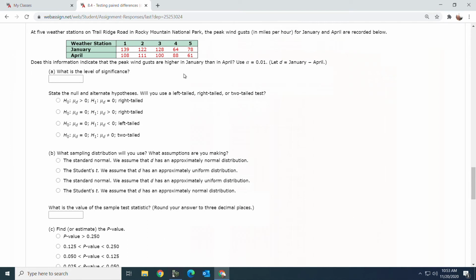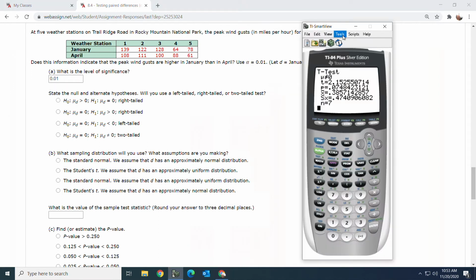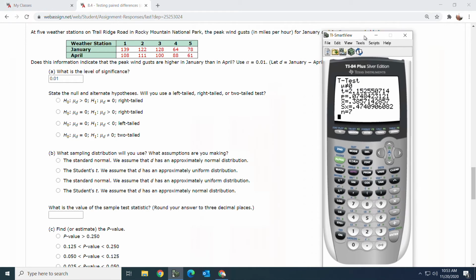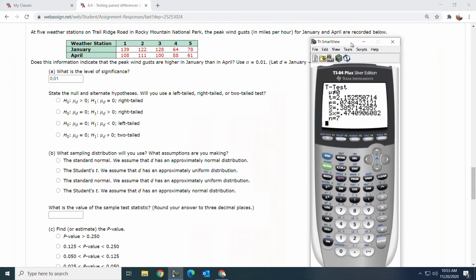Significance level, that's alpha. Again, that's 0.01. And most of your social sciences, those are going to be 0.05 or 0.10, maybe even in an educational setting too. Okay, let's go to Stat, Edit.